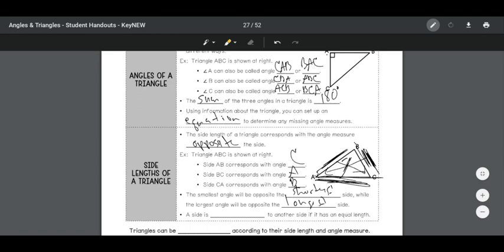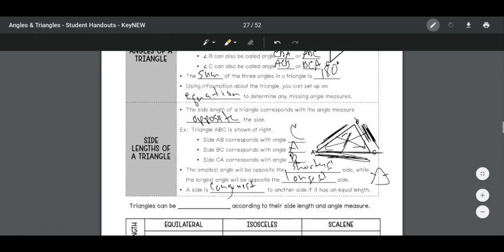And a side is congruent to another side if it has equal lengths. So congruent means exactly the same. And so that's when I've put those little markings like that, and that means they're congruent.